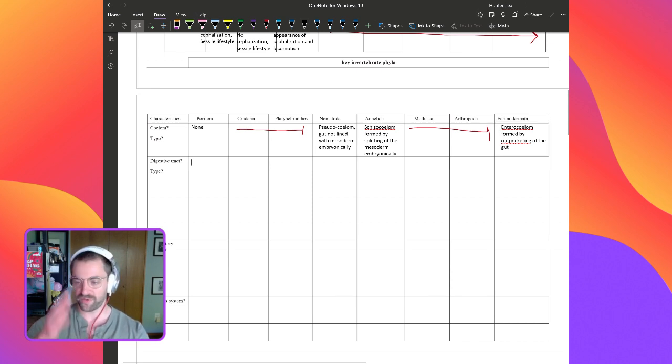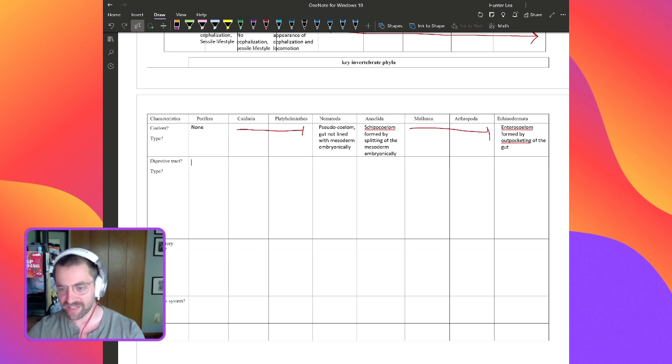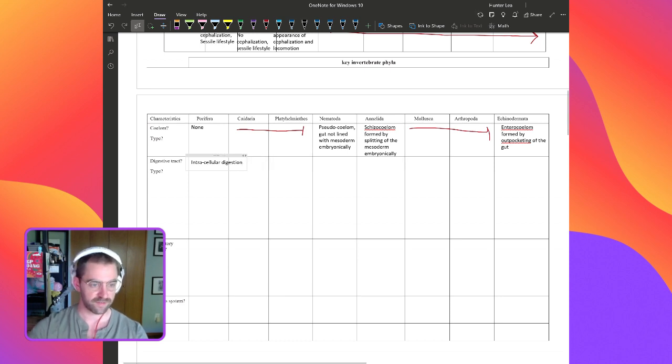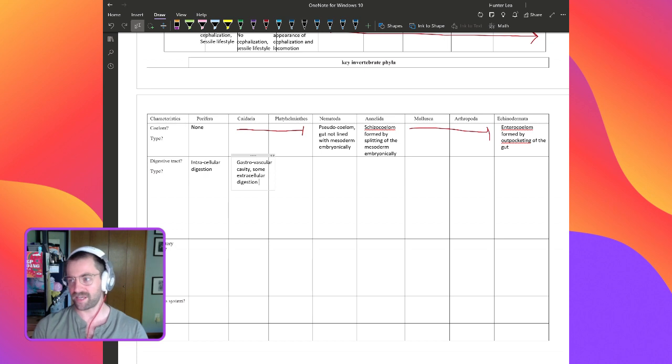So this trend is going to follow pretty closely with whether or not we have a digestive tract, or a digestive tract as we might recognize it. So we have intracellular digestion in those sponges. Once we get to cnidaria, we have a gastrovascular cavity and some extracellular digestion and also some intracellular. So intracellular is contained within the cell, metabolism contained within the cell, and extracellular would of course be digestion occurring outside of individual cells.